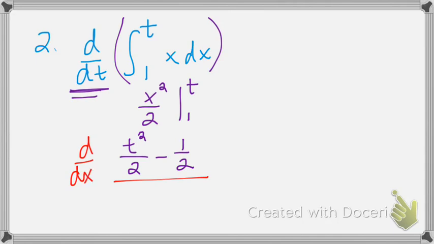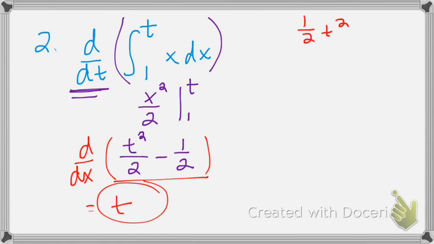And now this says take the derivative of that. So the derivative of t squared over 2, that would be the same as 1/2 t squared. Let's think about that. 1/2 t squared. So that would be 1t. And then the derivative of a half is 0, so you get t. What you should notice is that we kind of ended up back with what we started with, except there's a t in there.